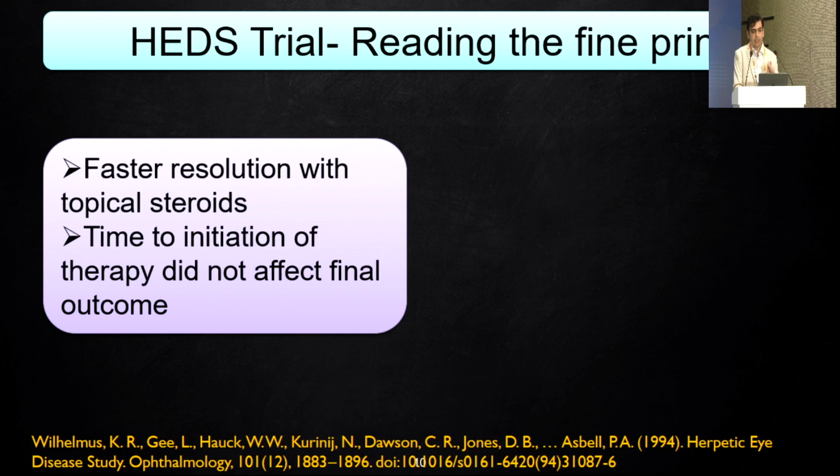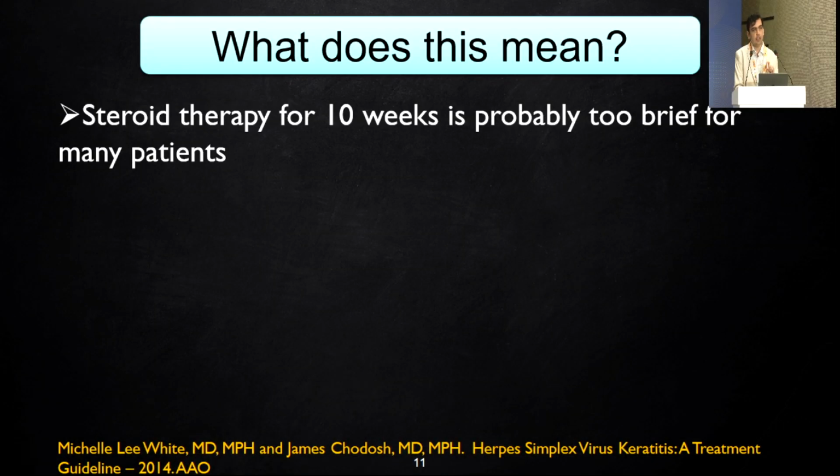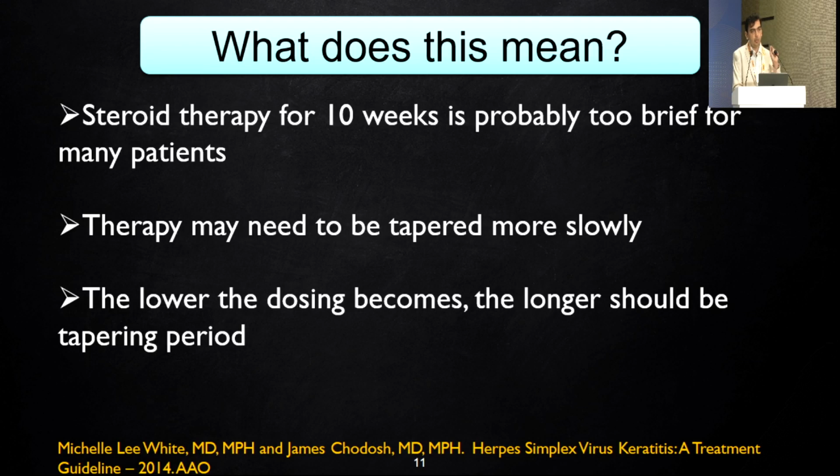So when you look at the HEADS trial, two things are important. Faster resolution was noted with topical steroids, but the time of initiation of therapy did not affect the final outcome. So even if you started the topical steroids later on, the final outcome was similar. And there was recurrence of disease in 50% of the patients within 6 weeks of stopping the steroids. So what it means is that steroid therapy for 10 weeks is insufficient for stromal keratitis patients, and it needs to be tapered more slowly, and the lower the dosing becomes, the longer can be the tapering period.